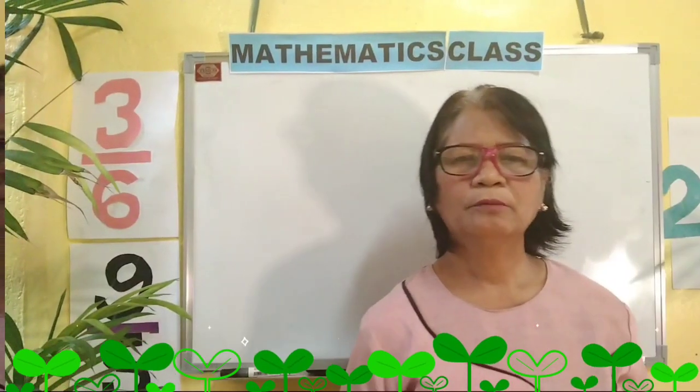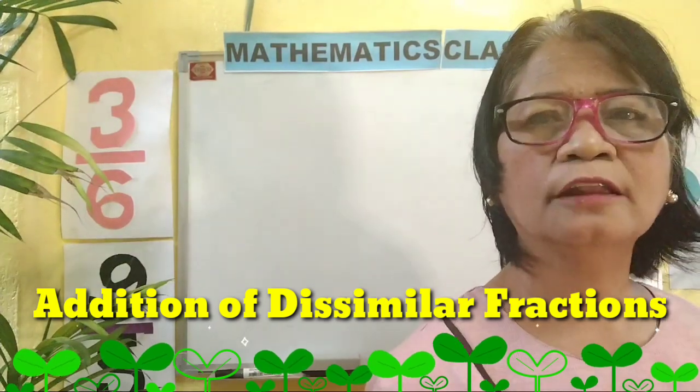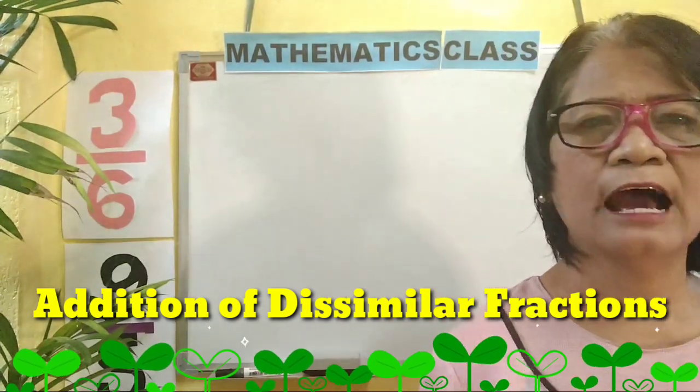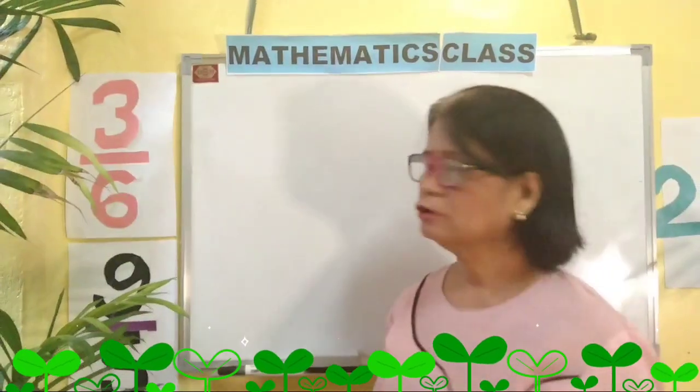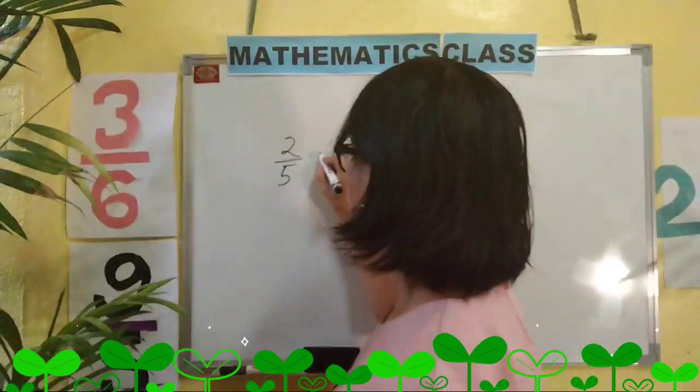Okay. How about addition of dissimilar fractions? When we say dissimilar fractions, magkaiba sila ng denominator. Example, 2/5 plus 3/8.